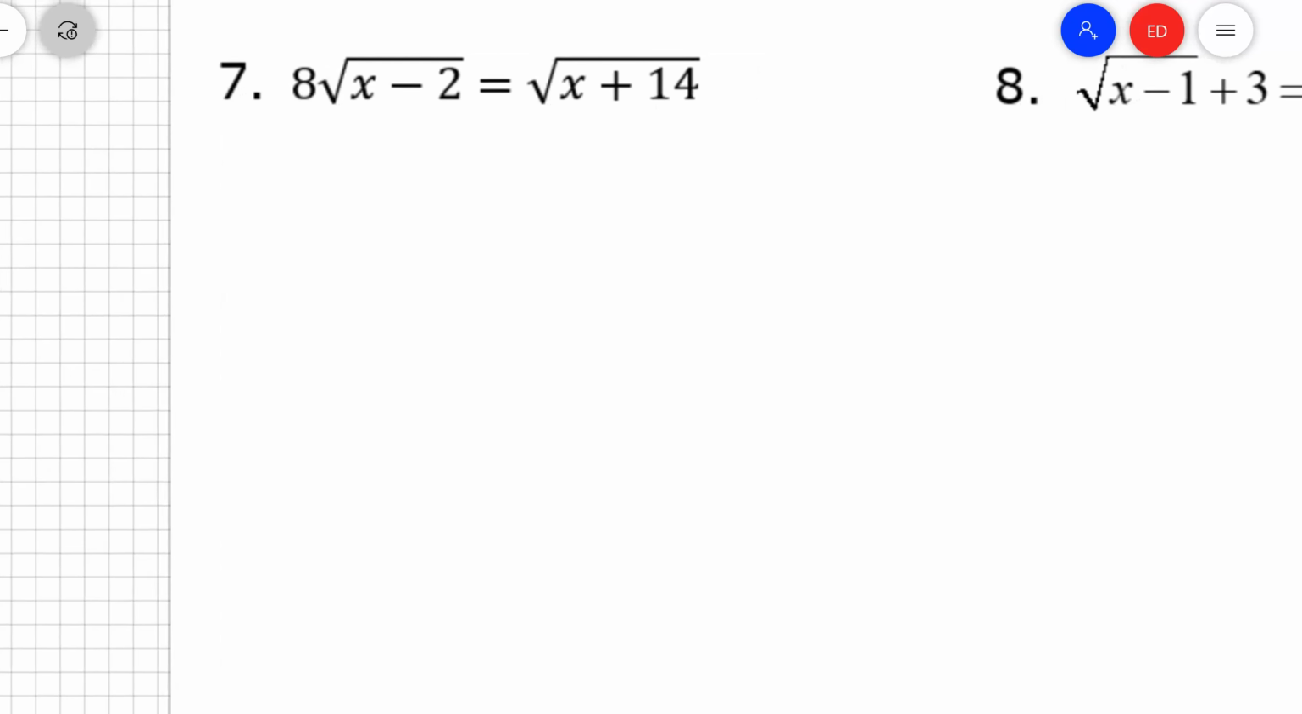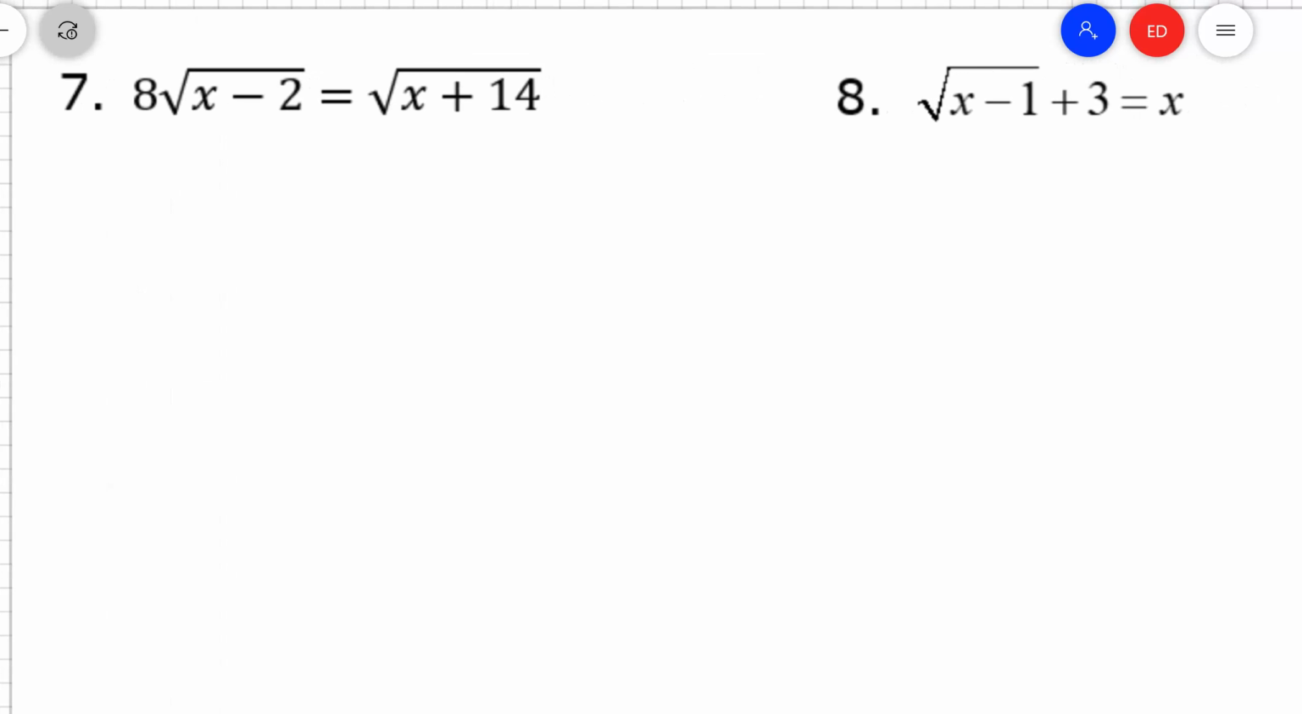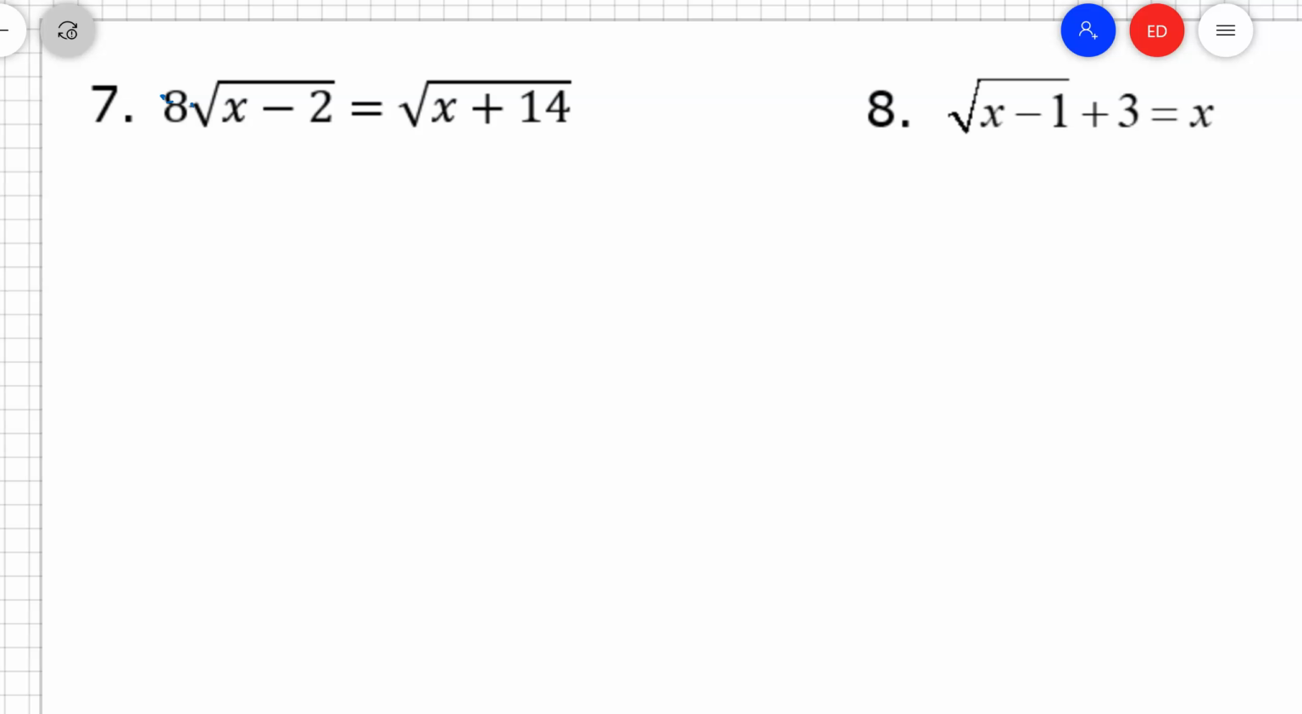Alright, so let's take a look at number 7. With number 7, I noticed something interesting about this one. I noticed we have radicals on both sides, and I can't isolate the radical because if I just divide both sides by 8, that doesn't really do anything for me. This now becomes just a fraction with 8 divided by it, and it makes it look harder than it really is.